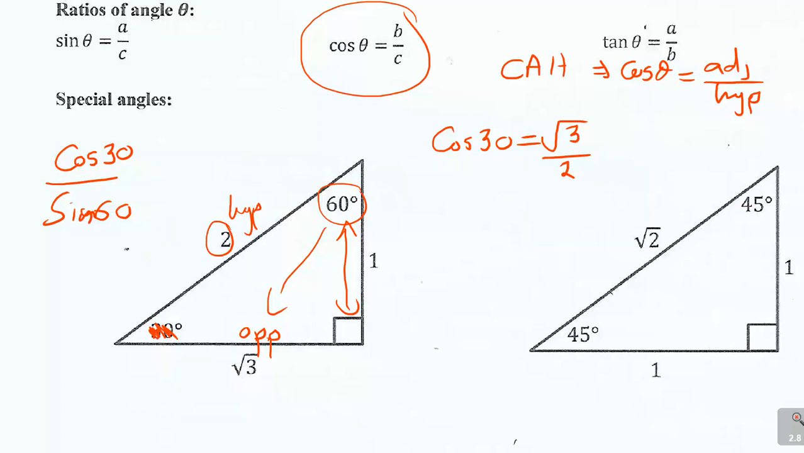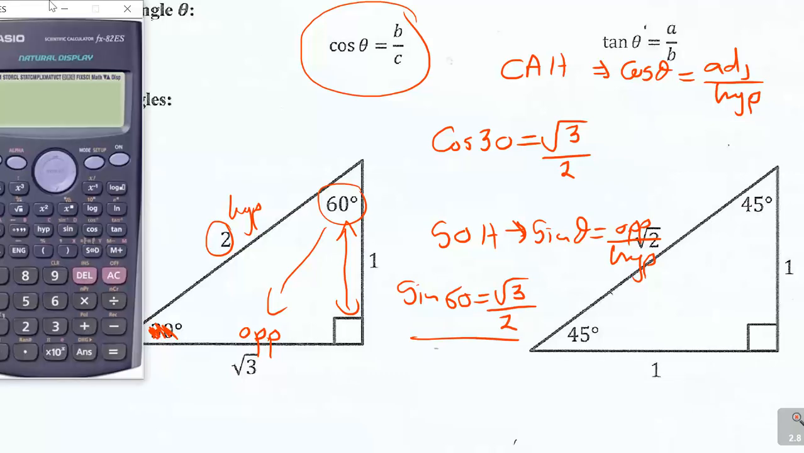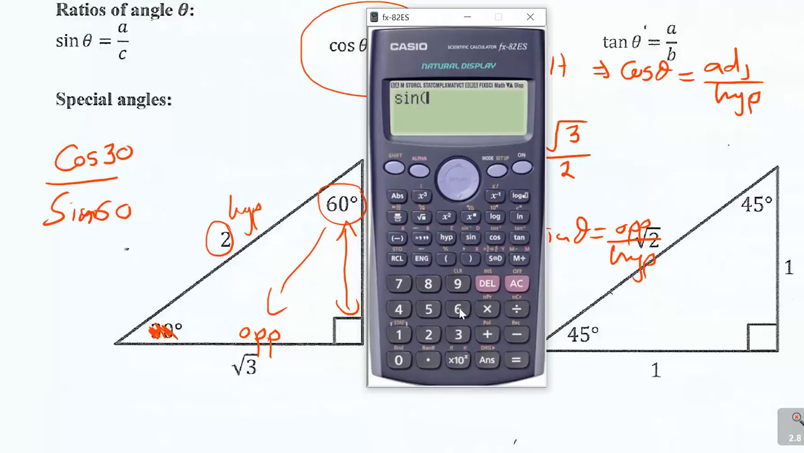Now sine 60, remember this side is adjacent, so looking at the opposite side, and this side is the hypotenuse. So sine theta is equal to opposite over hypotenuse. So now sine 60 is equal to opposite, which is root 3 over 2. You can also check with the calculator what is sine 60. See, it's root 3 over 2.